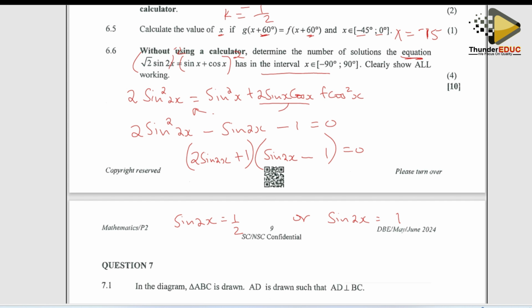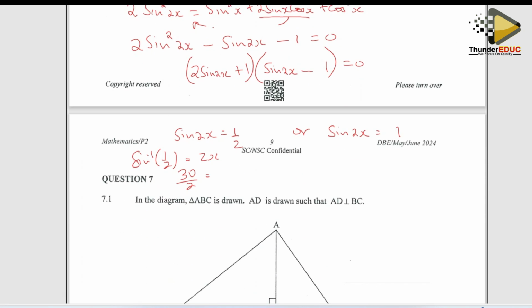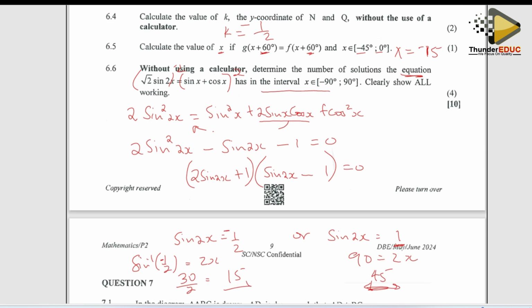When I try to find my angles, the arc sine of a half is equal to x. We know that this is a 30. 30 divided by 2, that must give us a 15. Okay, so x becomes a 15. And then the arc sine of this is going to be 90. 90 divided by 2, we have a 45. But, whoa, this is a negative, not a positive. What's the arc sine of negative? Remember, we're not using the calculator.